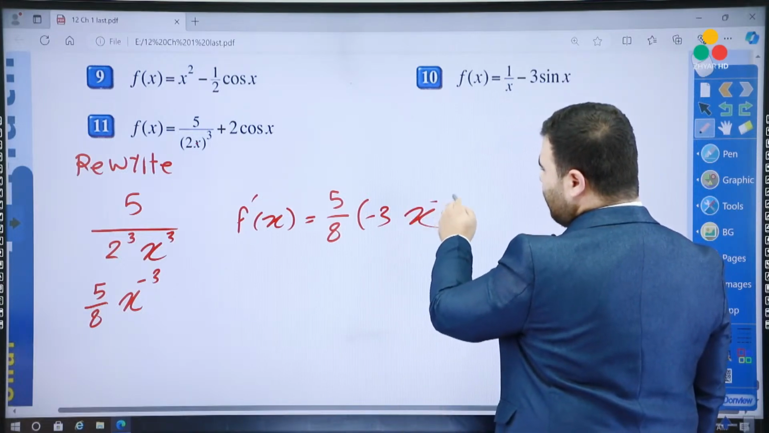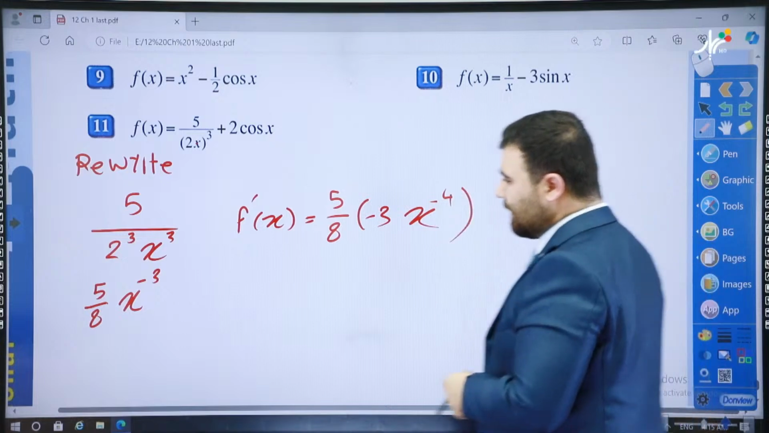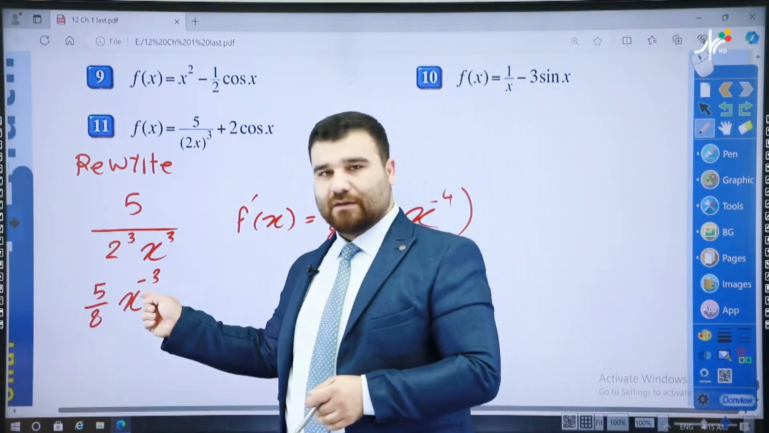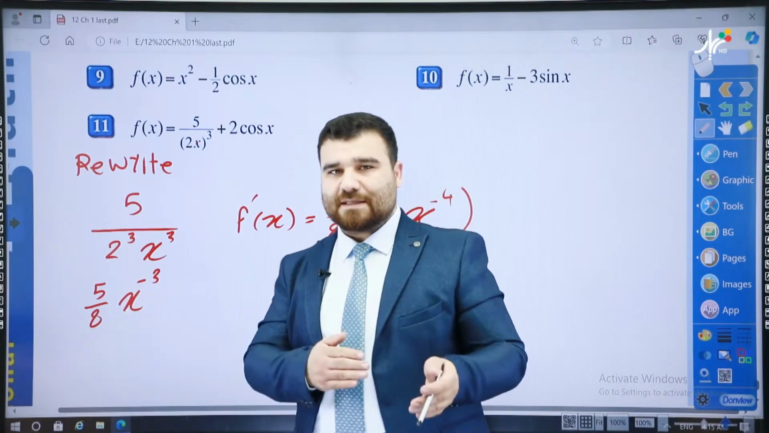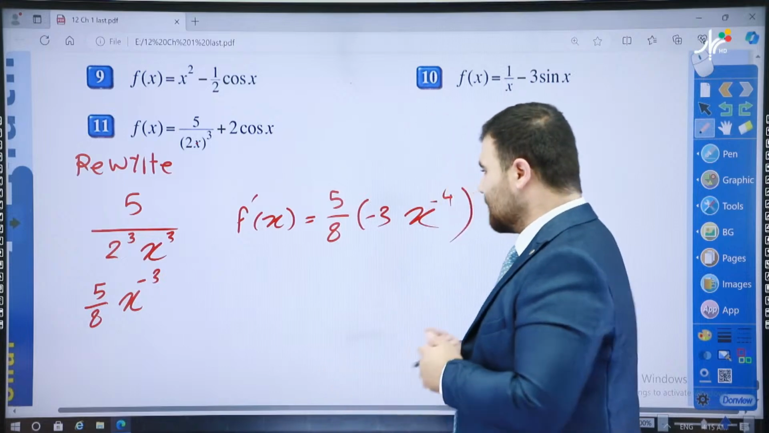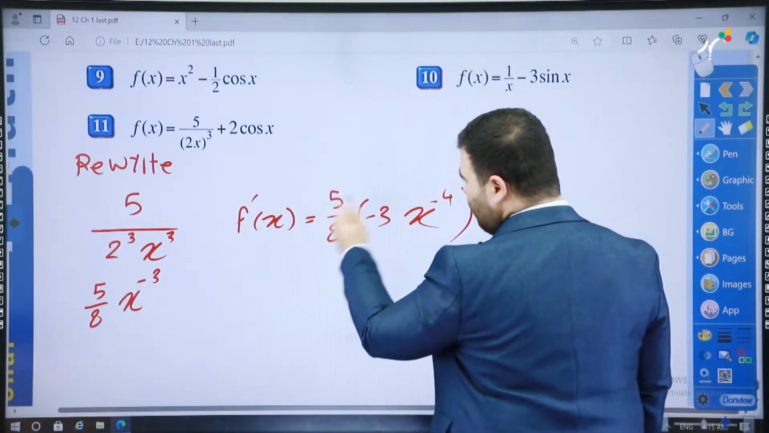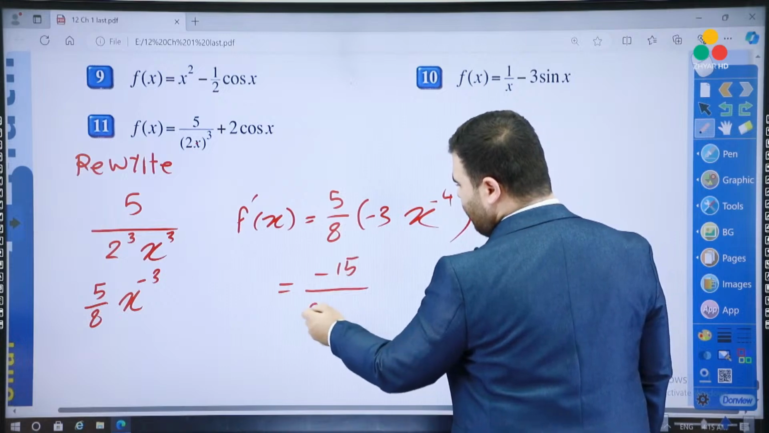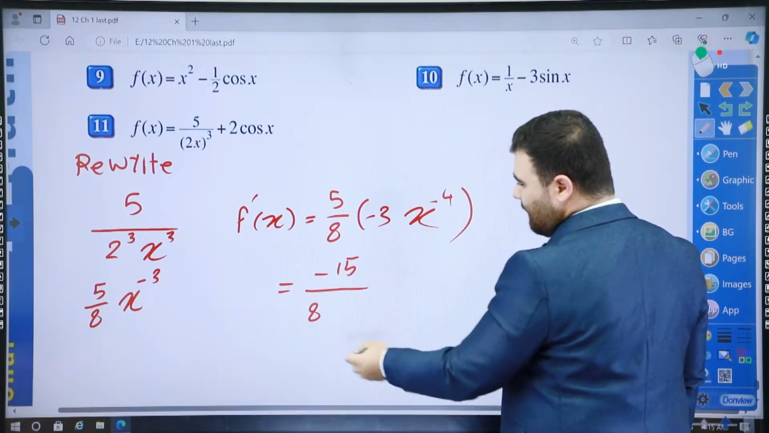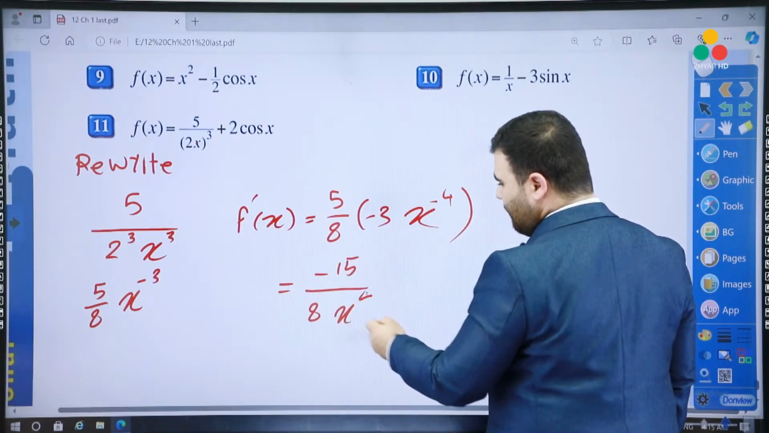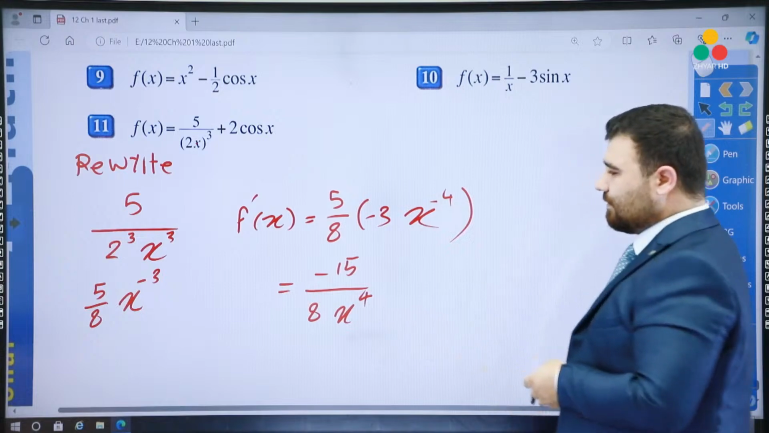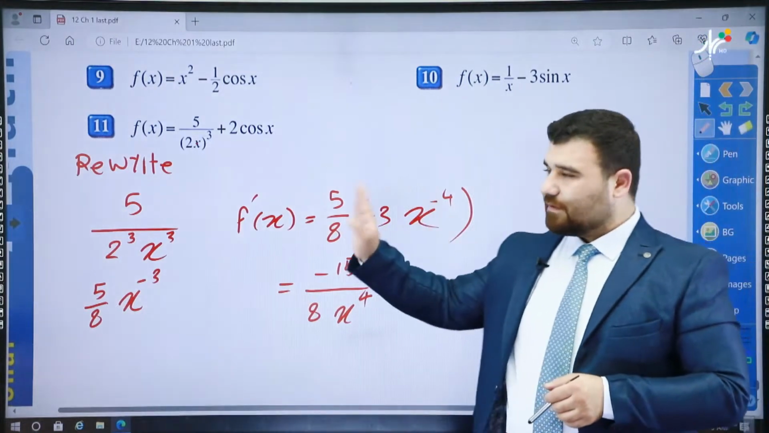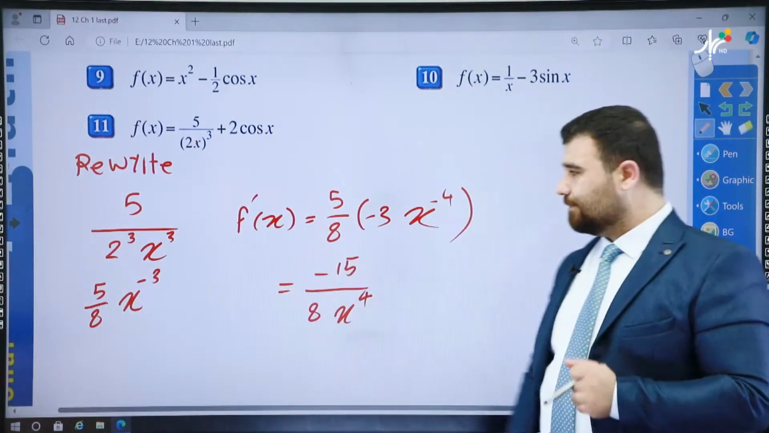X power negative 4. For negative numbers, when we say minus 1, it becomes one step less. Minus 3 becomes minus 4. These two will be multiplied. The answer is negative 15 over 8. The 8 is already down. X power 4 should go down as well. Negative 4 becomes positive 4 down. Now the derivative of the first part, done.